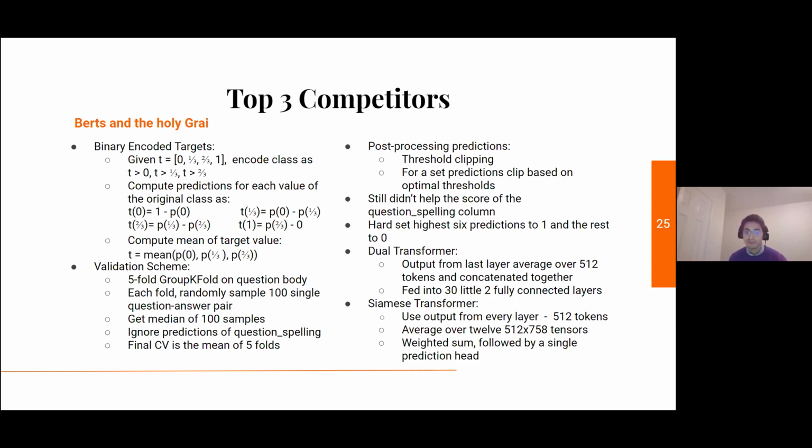And then for the Siamese transformer, they took the output from every layer, which was 512 tokens. And then they averaged it over the 512 by 756 tensors. That resulted in a single 758 representation. And then they took a weighted sum followed by a single prediction head.